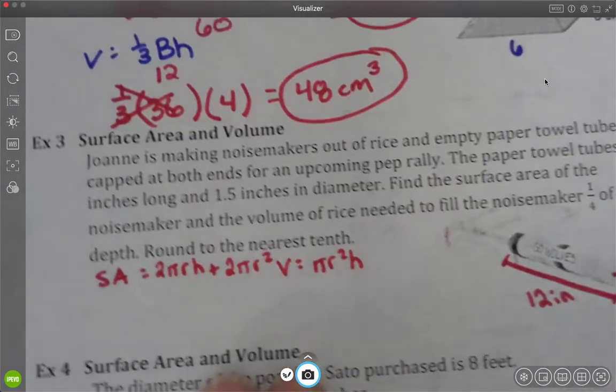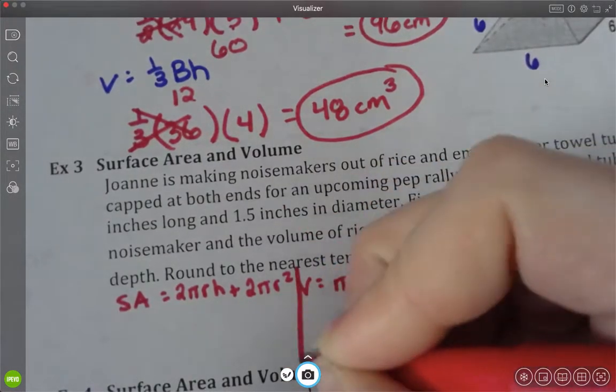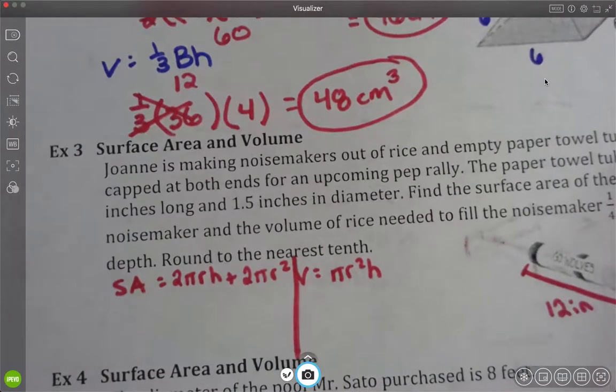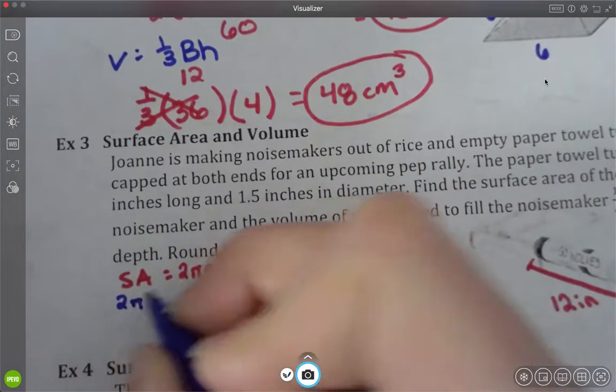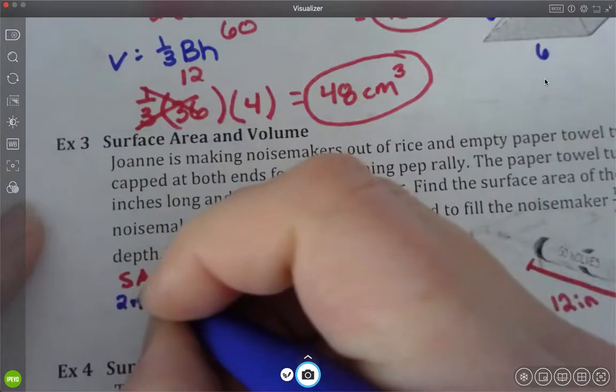Okay, that's what he looks like. Okay, and I'm going to split these down the middle. So I do volume on one side and surface area on the other side. So surface area, when I start to plug stuff in, 2 pi stays 2 pi. The radius is, we said 0.75.